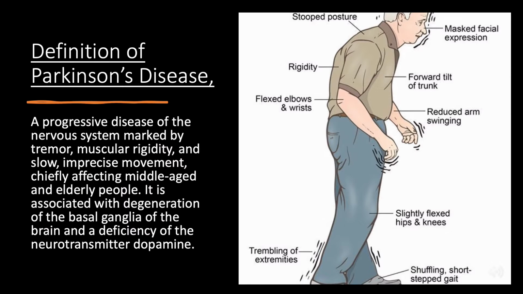Definition of Parkinson's disease: a progressive disease of the nervous system marked by tremor, muscular rigidity, and slow, imprecise movement, chiefly affecting middle-aged and elderly people. It is associated with degeneration of the basal ganglia of the brain and a deficiency of the neurotransmitter dopamine.